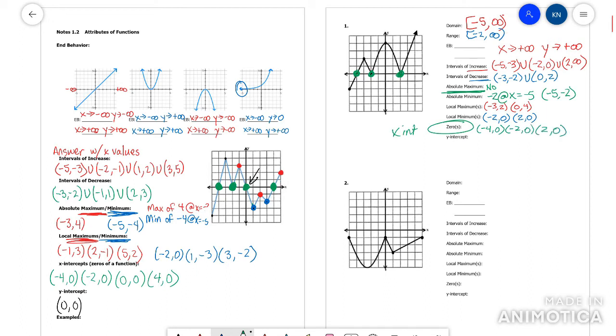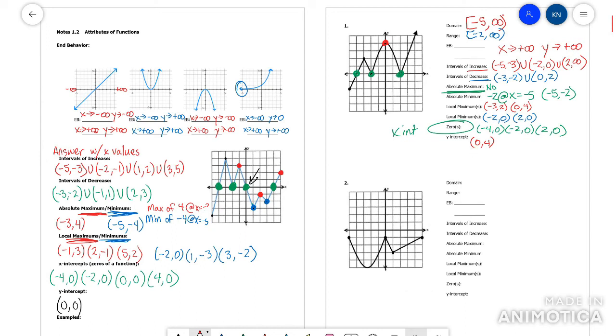Your y-intercept is going to be here at this red dot where it hits the y-axis. So this y-intercept is at (0, 4). Notice, I said this earlier, but x-intercepts have a y value of 0. Notice y-intercepts have an x value of 0. That's kind of important to know moving forward.